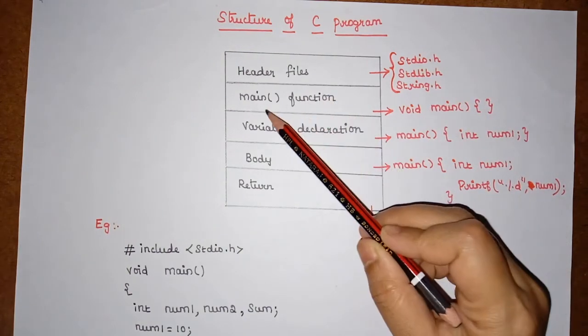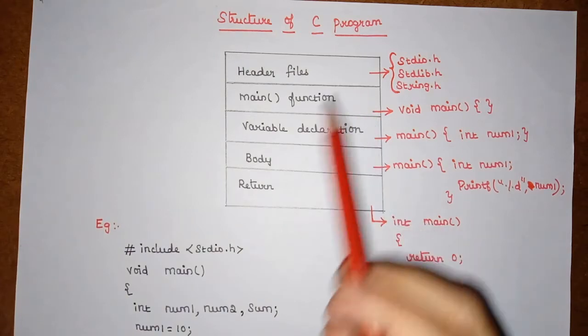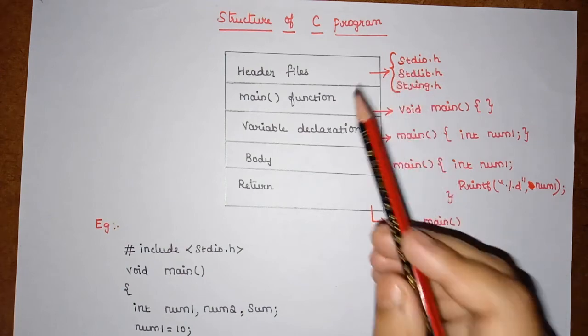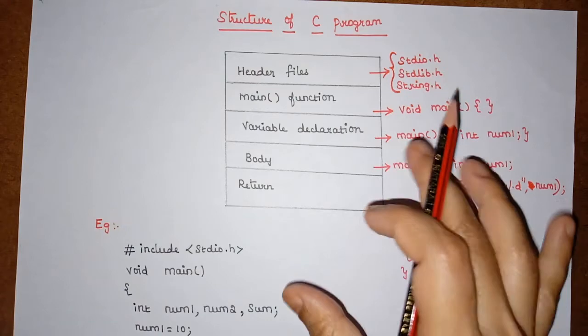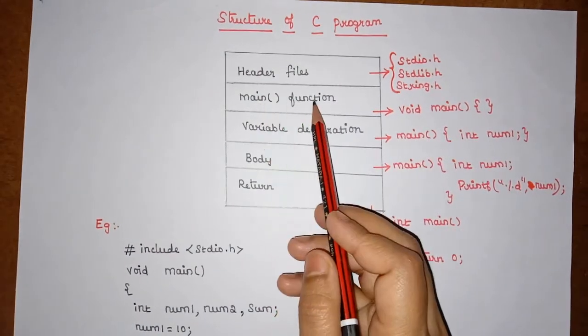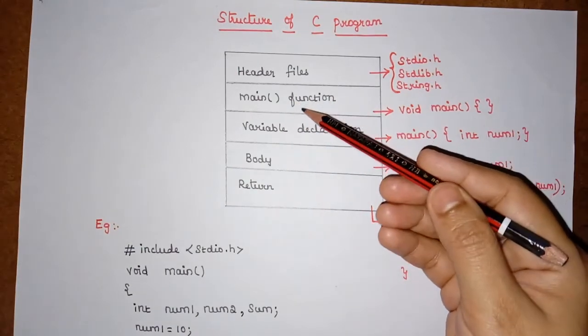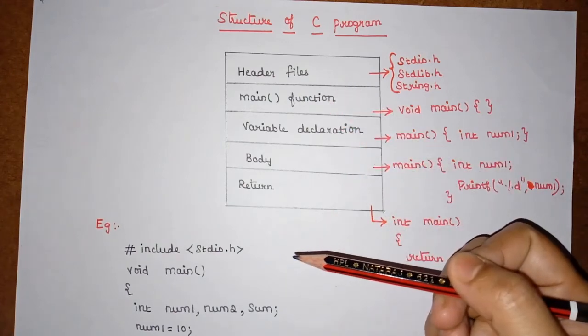And coming to the main function, every C program contains a main function. Whenever your program is executed, the execution always starts with the main function. You cannot write a C program without a main function, right? The execution of your program starts from the main function only. It enters into the main function, executes all the code that is present inside it, and then it gets terminated.